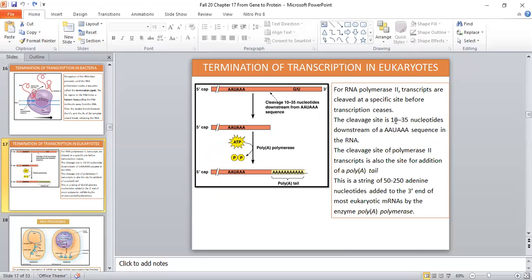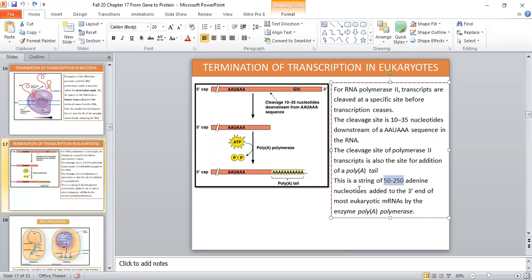The cleavage site is 10 to 35 nucleotides downstream of the AAU sequence in the RNA. The cleavage site of the polymerase 2 transcript is also the site for addition of the poly A tail. And this string of adenine nucleotides, we learned it already, can be made up of 50 to 250 adenine nucleotides, added in the 3 direction. This is 3 and this is 5. So I told you always addition will take place on the number 3 position.